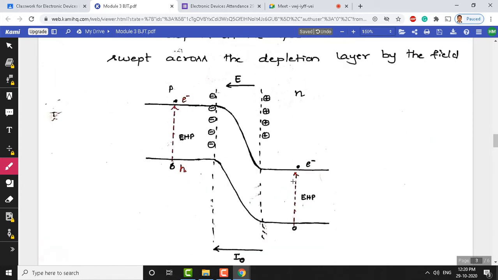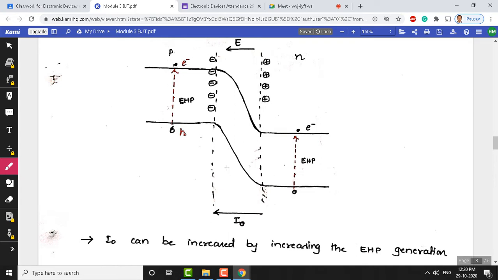Now, let us have a look at the energy level diagram here. This we have already seen for the photodiode. Once again we are seeing here the current we have described so far. I naught is the reverse saturation current. This current does not depend on the electric field we have shown here. It does not depend on the voltage we have applied across the P and N terminals here. It only depends on the EHP generation here.